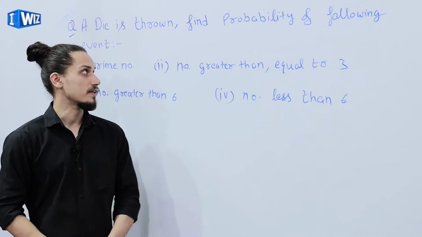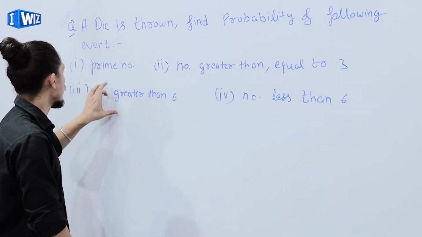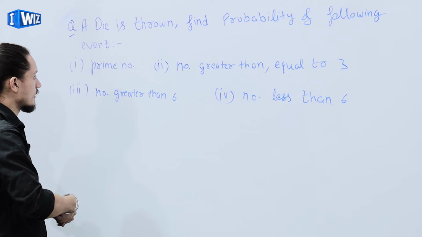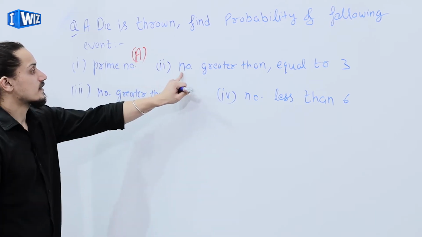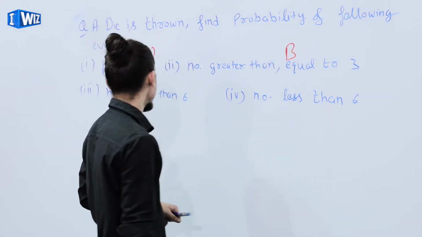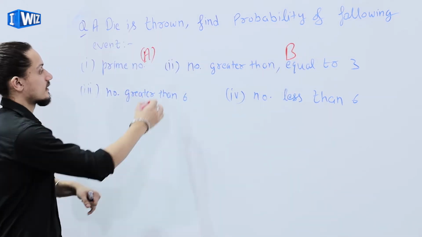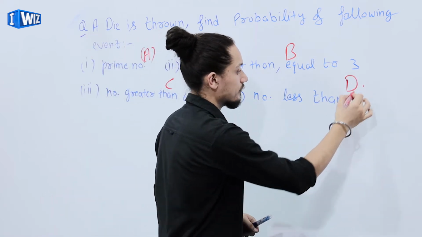Now next example is a die is thrown. We have to find the probability of the following events. First one is a prime number, say this event is event A. Second event is number greater than or equal to 3, let's say this event is event B. Similarly, number greater than 6 is event C, and number less than 6 is called event D.